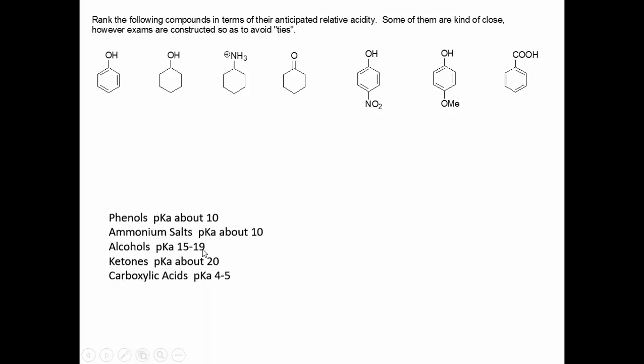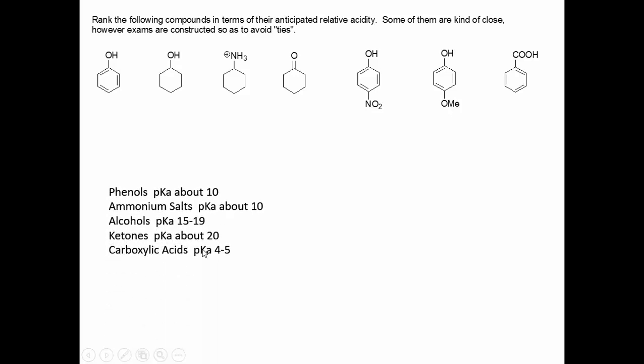So what are our considerations? The phenols have a pKa of around 10, so do the ammonium salts derived from alkylamines. Alcohols are less acidic, ketones are a little bit less acidic than alcohols, and carboxylic acids are the most acidic of them all. So when we rank these, we're of course going to put our carboxylic acid here probably as number 1.